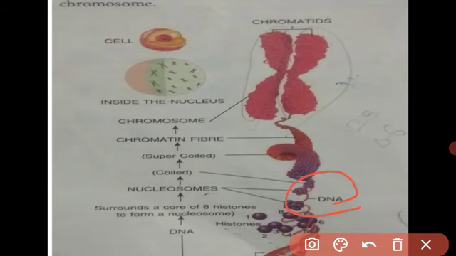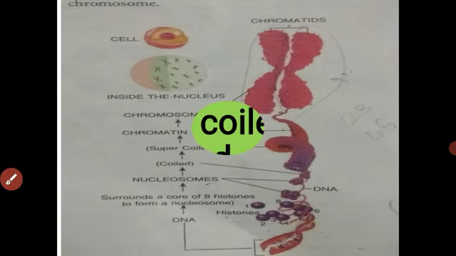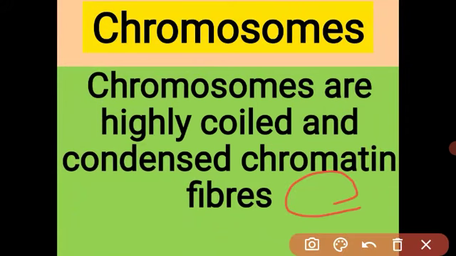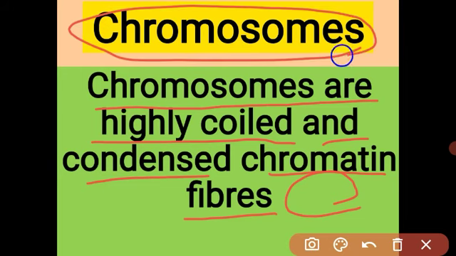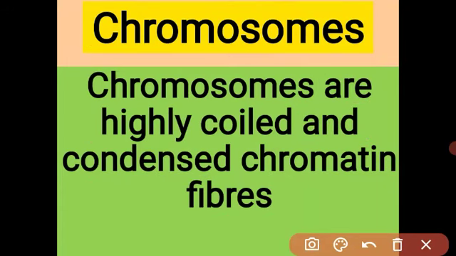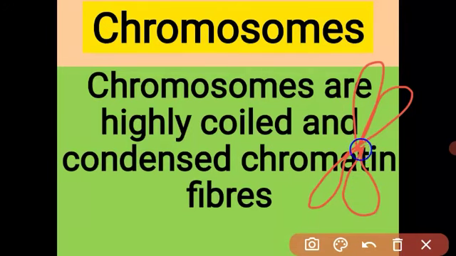Understood, student? What is meant by chromatin fiber? What is meant by chromosome? Let us see the definition of chromosome. Chromosomes are highly coiled and condensed chromatin fiber. During cell division, the chromatin fiber is converted into chromosomes. Chromosomes look like this structure. See, this is the pair of chromosome. Each one is called a sister chromatid, and the sister chromatids are joined at the center point. This center point is called the centromere.